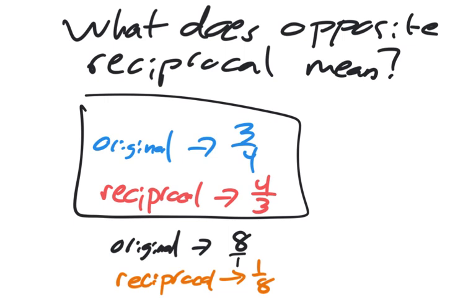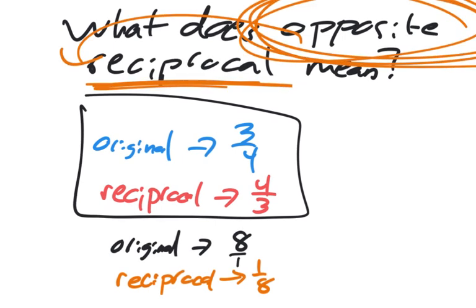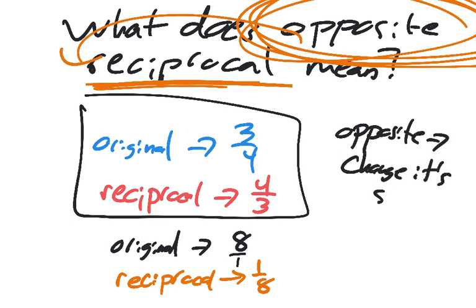Reciprocals. But remember, perpendicular lines are not just reciprocals, they are opposite reciprocals. What do I mean when I say opposite? We change its sign. So if it was a positive slope, we change it to negative. If it was a negative slope, we change it to a positive. So we change the sign, we flip the fraction. That's the slope of our perpendicular line. 2 steps.